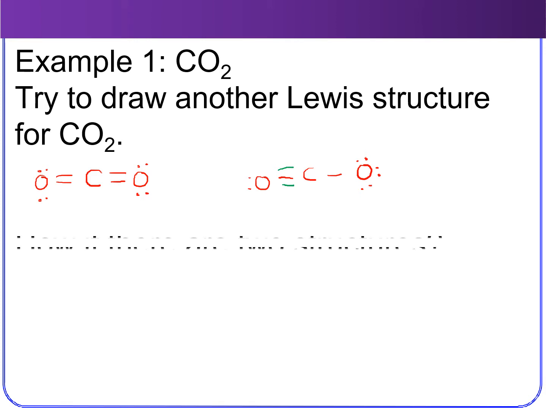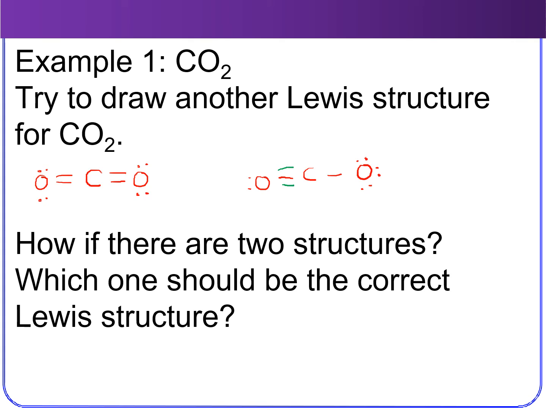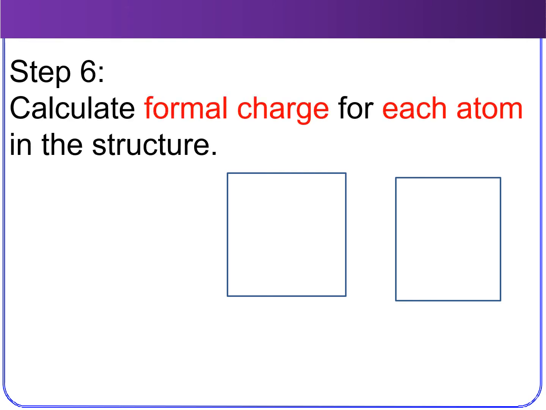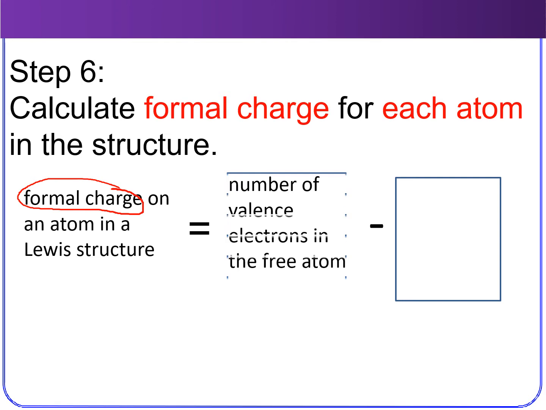Okay, so if there are 2 structures, how are we going to know which one is correct, or whether either one can be accepted? That is why we need to continue with step 6. Now let's continue with step number 6. Calculate the formal charge for each atom in the structure. So how do we calculate the formal charge? Let's look at the formula here.